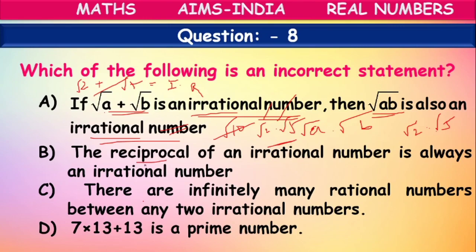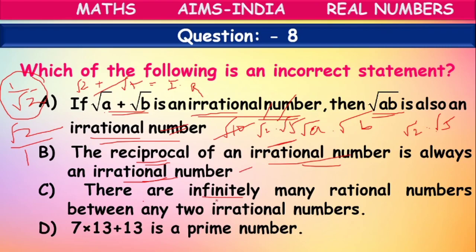Next, the reciprocal of an irrational number is always an irrational number. Root 2 is an irrational number, which we can write as root 2 by 1, whose reciprocal is 1 by root 2. It is also an irrational number. This is also a correct statement. Next, there are infinitely many rational numbers between two irrational numbers. Yes, it is true, because between root 2 and root 3, we can write so many rational numbers. This statement is also true.